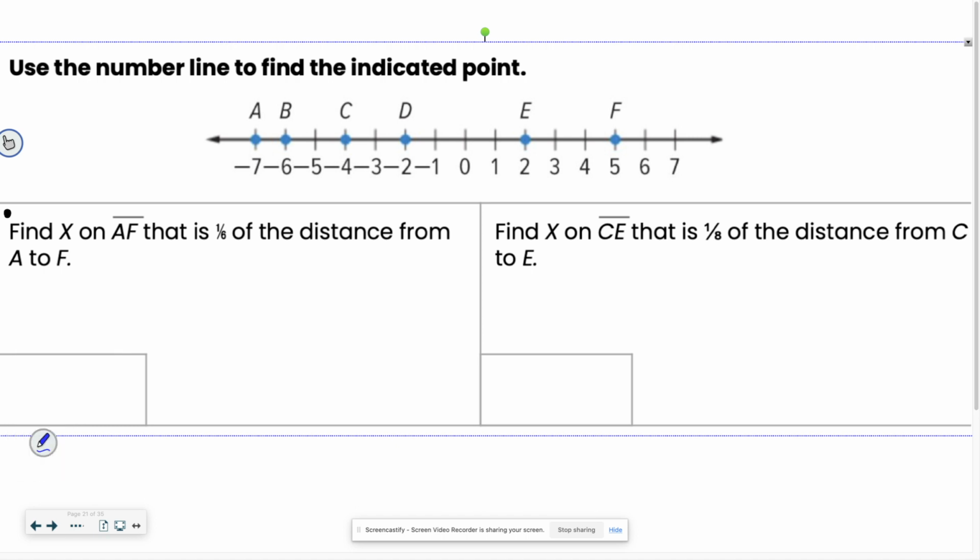I like it. How'd you get it? I just counted how many it was to F and then took 1/6 of that. It's that easy. First, we have to figure out how long segment AF is. Terrible letters to use, but we're using them anyways. How far is it from A to F? 12. Gotta write that down first.